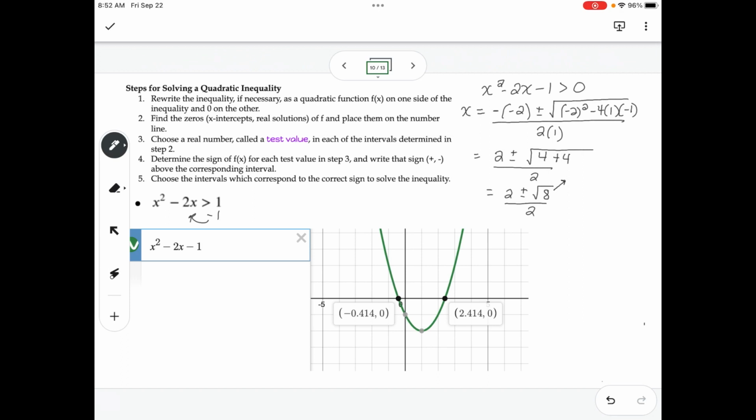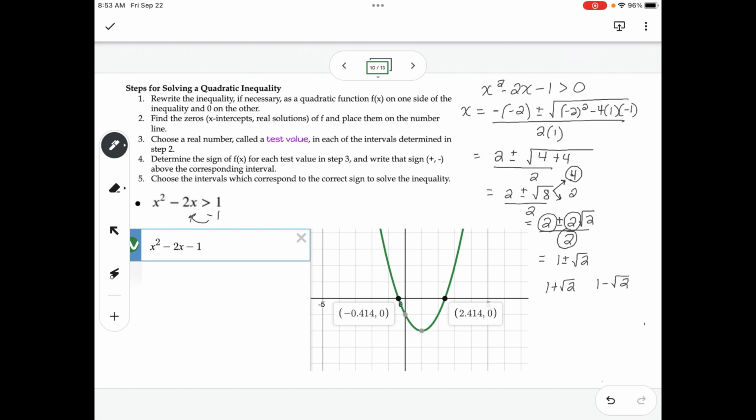I know 8 is the same as 4 times 2, and I can take the square root of 4, so I'm going to simplify this radical. This gives me 2 plus or minus 2 square root 2 over 2. Now, since everything is divisible by 2, we can certainly go ahead and do that, giving us just 1 plus or minus the square root of 2. So my two solutions are 1 plus the square root of 2, which is an ugly number, and 1 minus the square root of 2.